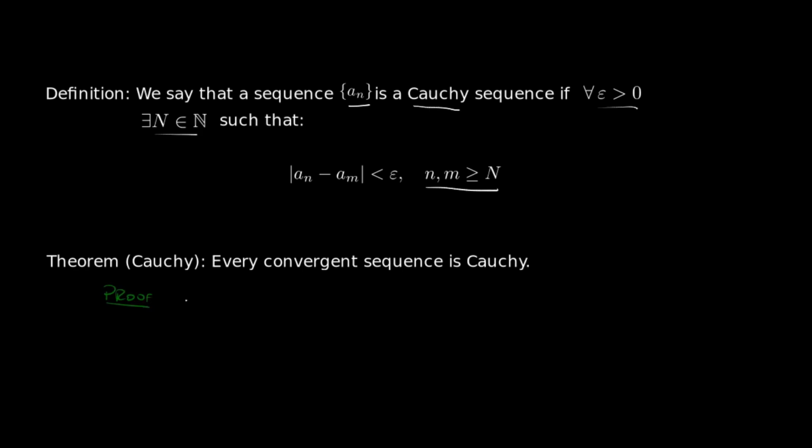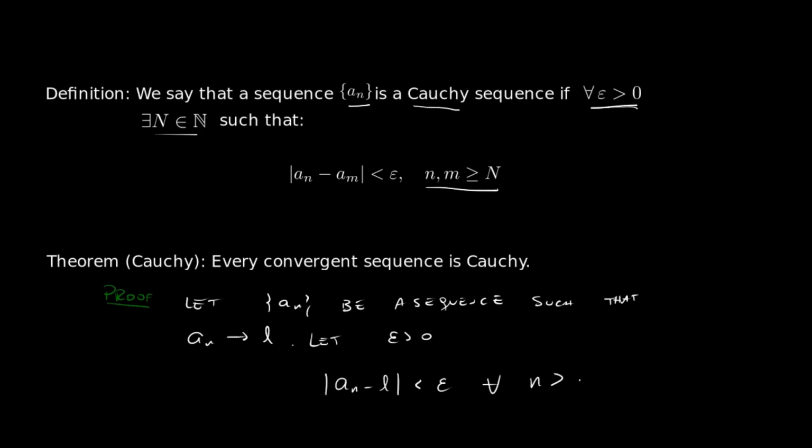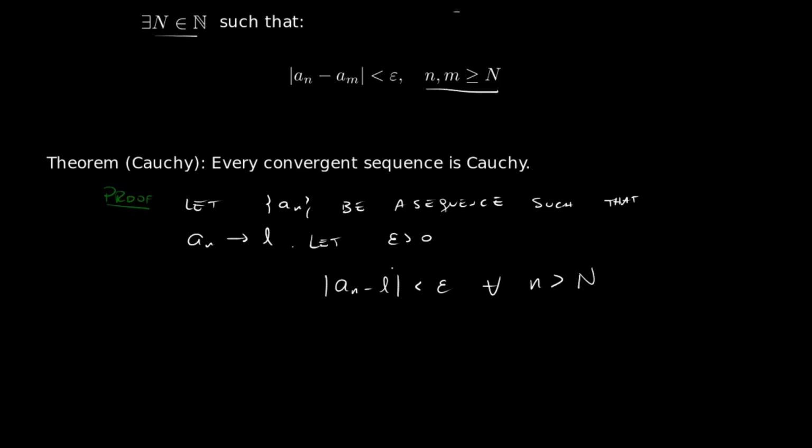So let's start by taking a sequence a sub n that's convergent. Let's say that a sub n converges to L. Now let's take, like we need for the definition of a limit, epsilon greater than 0. We know because a sub n tends to L that the absolute value of a sub n minus L will be smaller than epsilon for every natural number n that's greater than some number N we know exists. But let's take, instead of smaller than epsilon, epsilon over 2.